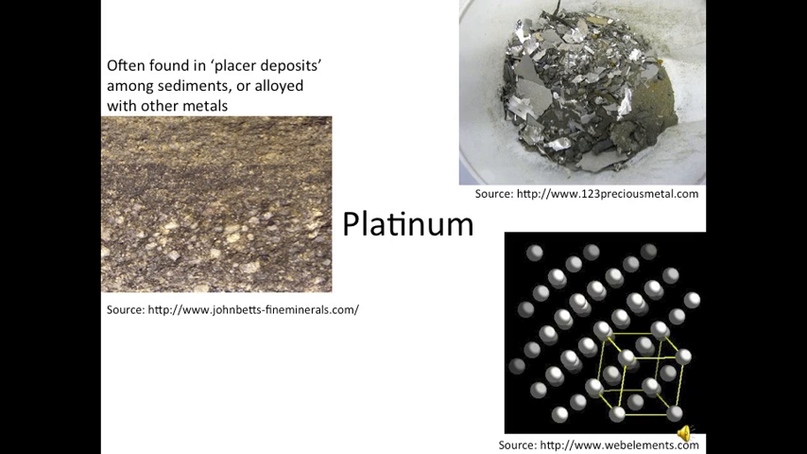Platinum is one of the rarest metals in Earth's crust. It is most commonly found as a placer deposit, meaning that small grains of platinum are scattered among larger grains of other materials. It is also found alloyed with other metals, most commonly nickel and copper.